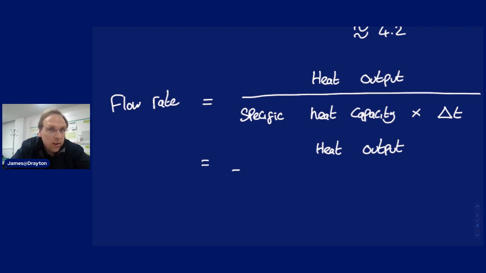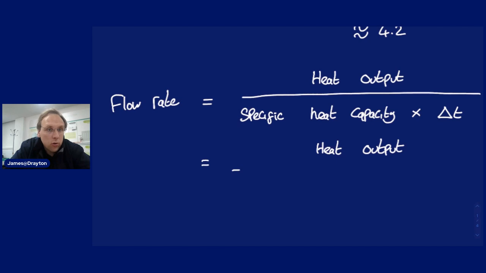So we know the heat output, we know the specific heat capacity of water is 4.2, and we know our delta T, which is typical industry standard, is 20 degrees. But remember, the box can do 10 degrees or 15. But armed with this calculation, you can choose a delta T of whatever you want.